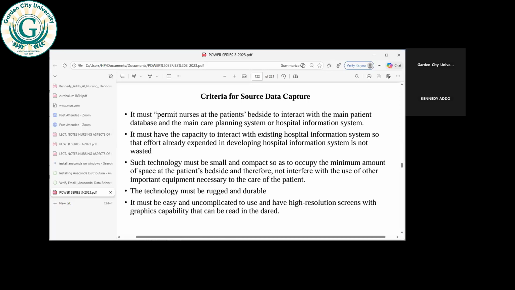Such technology must be small and compact so as to occupy the minimum amount of space.